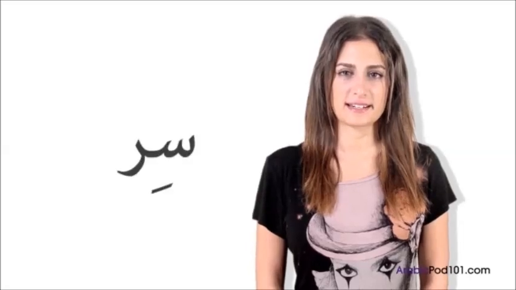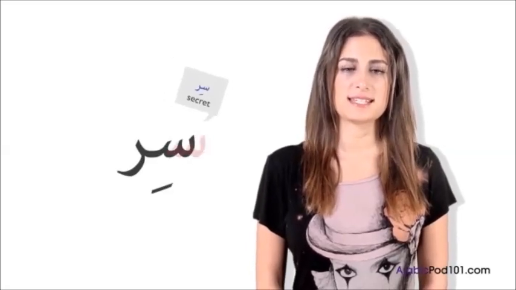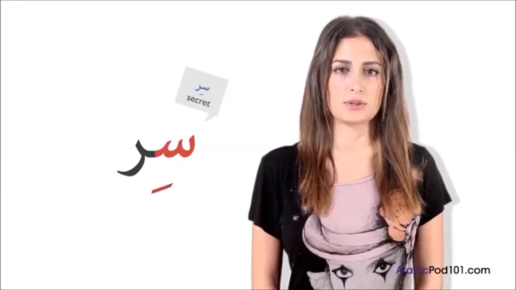First we have sir, meaning secret. Seen is in the initial form with a kasra beneath, connected to ra in the final form. Here's how to write it. Sir.